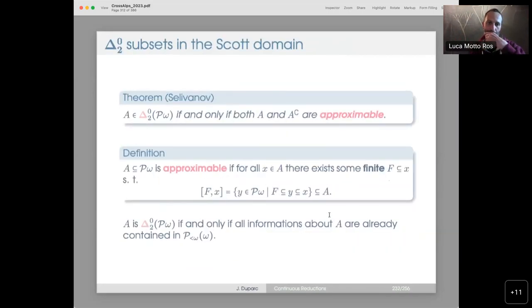Something that I didn't talk about, but use this. I skipped this slide, and this slide says something about delta 02 subsets. They are relatively simple. They satisfy this property that they are approximable, and approximable means this: a set A is approximable if every x that belongs to A satisfies that there exists some finite f included in x such that all the y's, all the sets that extend f but are included in x, are also in A. If x is finite, you can take f to be x. But if x is infinite, there exists a finite subset of x such that every set that extends this finite subset is also in A. So we use the fact that they have this property to make things work.